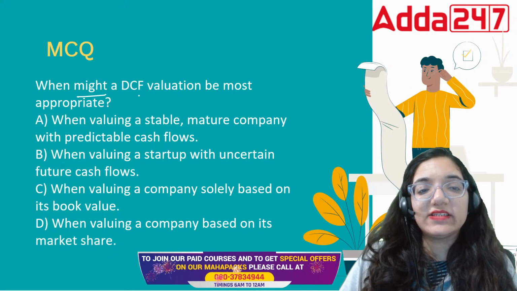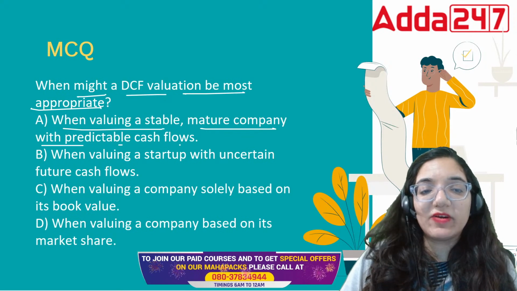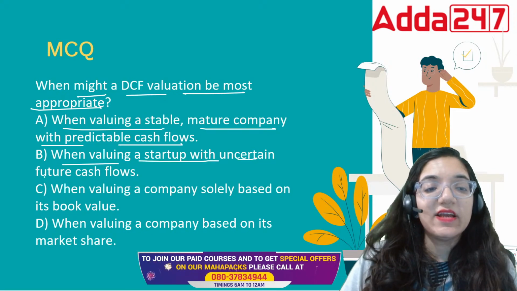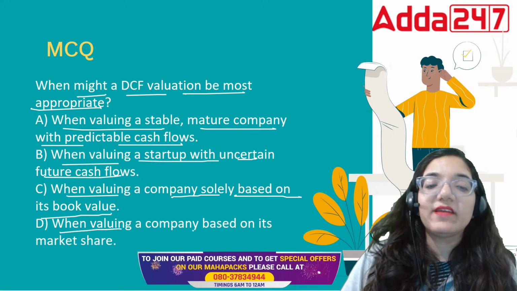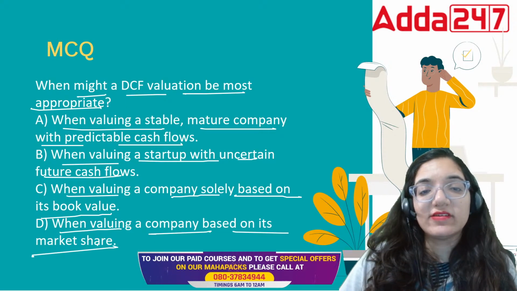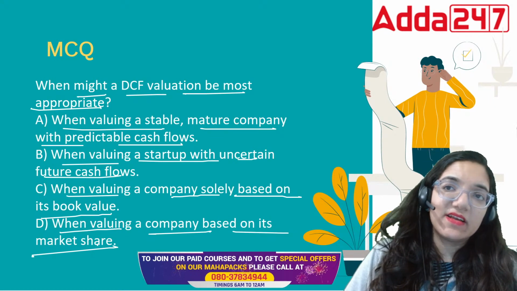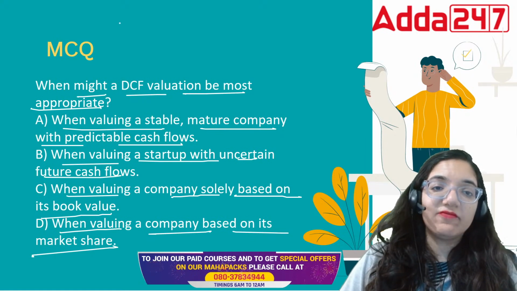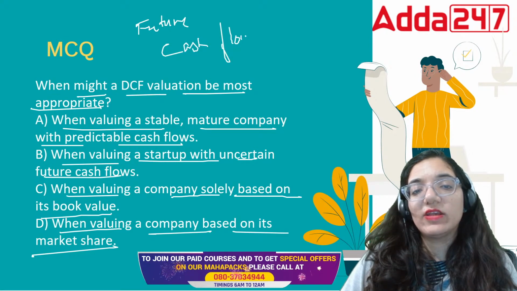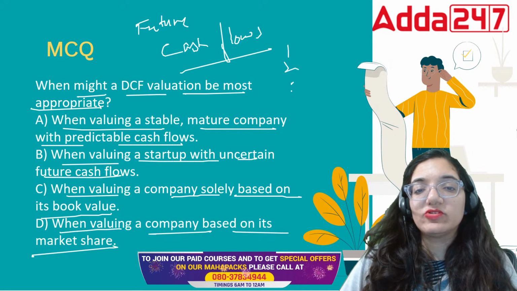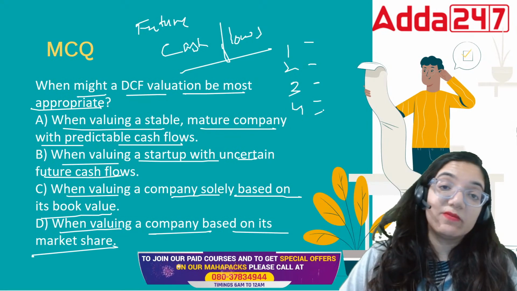What might a DCF valuation be most appropriate? When valuing a stable, mature company with predictable cash flows, when valuing the startup with uncertain future cash flows, when valuing the company solely based upon book value, when valuing a company based on its market share. Where is discounted cash flow appropriate? One of the basic areas where DCF can work is when we have future cash flows defined. We are not getting money today. We might be getting the money tomorrow, day after tomorrow, after a certain period of time. We'll be receiving it in the future, not today.